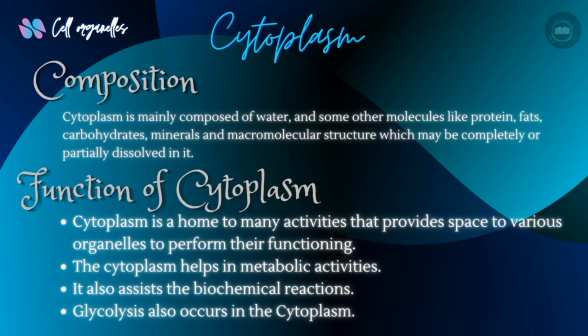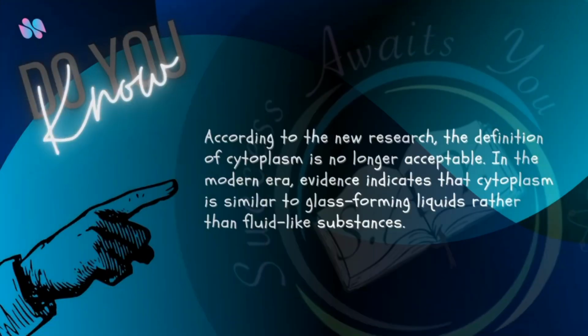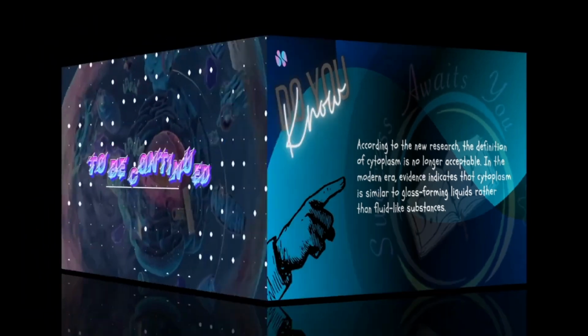Eukaryotic cells differ from prokaryotic cells, as prokaryotic cells don't have a defined nuclear membrane, so the cytoplasm fills the whole space bounded by the cell membrane. Do you know? New research suggests that the traditional definition of cytoplasm is no longer valid, as there is evidence that cytoplasm is similar to glass-forming liquids.